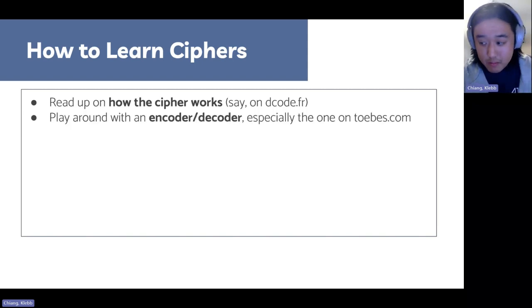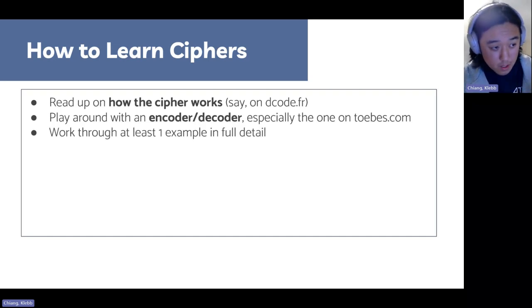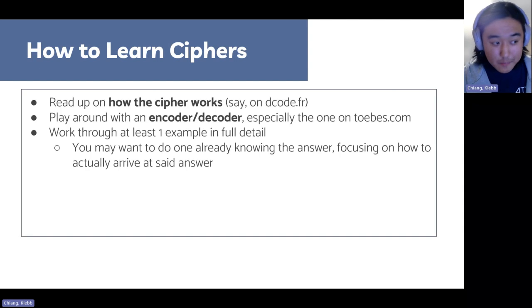Okay. Then play around with an encoder or decoder. Especially use the one that's on Tobez because that's usually what people will write tests using. So use Tobez.com for that. Okay. Work through one example in full detail, very slowly. This can take like a half hour. That's fine. Okay. It might be even worth it to go through an example already knowing what the answer is and just figuring out how you get to that answer. Okay. We do this in math a lot too. So there's your free math tip of the day, I guess, if you want.